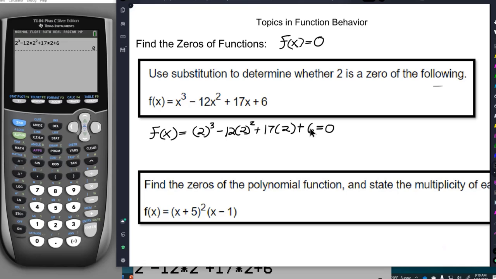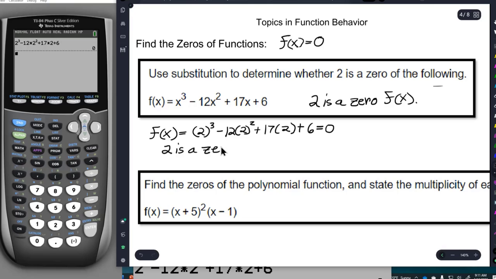And so I believe in your math lab, you've got a yes box and a no box, and you're going to check one of them. 2 is a zero of f of x. Now let me add this: since 2 is a zero, 2 comma 0 is one of the x-intercepts. Pretty cool.